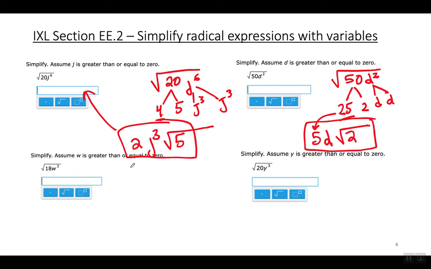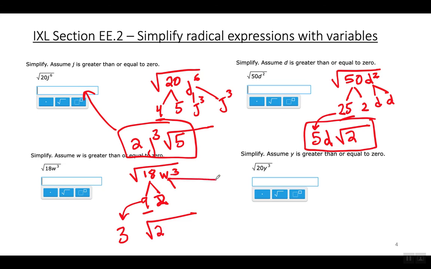All right, over here, square root of 18w to the 3rd power. So 18, I break it up into 9 times 2. The square root of 9 is 3. And the 2 I cannot do anything with. W to the 3rd power, I break it up into w to the 2nd power times w to the 1st power. W to the 2nd power, I could get the square root of. The square root of w to the 2nd power is w. And this lone w stays by itself underneath the radical sign. Well, not lonely, he's got the number 2 to keep him company.